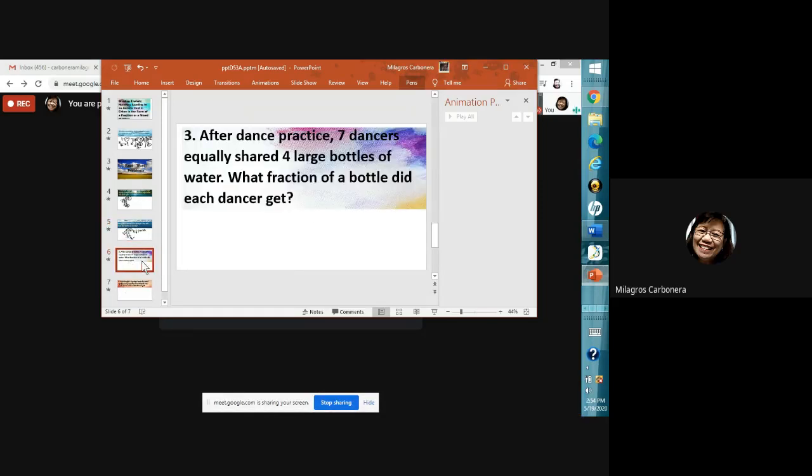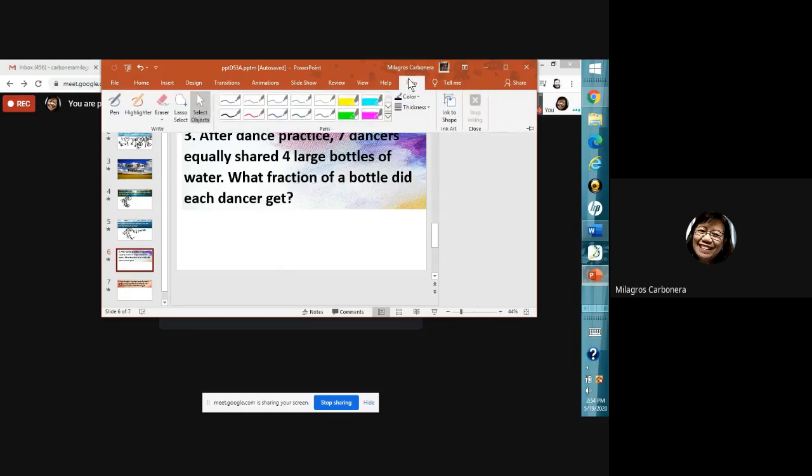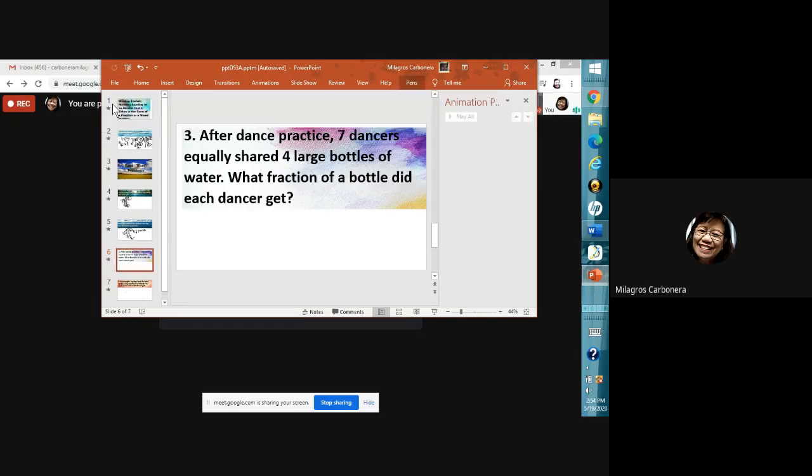Now let's move on to problem number 3. After dance practice, 7 dancers equally shared 4 large bottles of water. What fraction of a bottle did each dancer get? Remember, what fraction? Meaning to say, your answer is a fraction. And there's the word equally shared. You know, if you share, you divide, right?